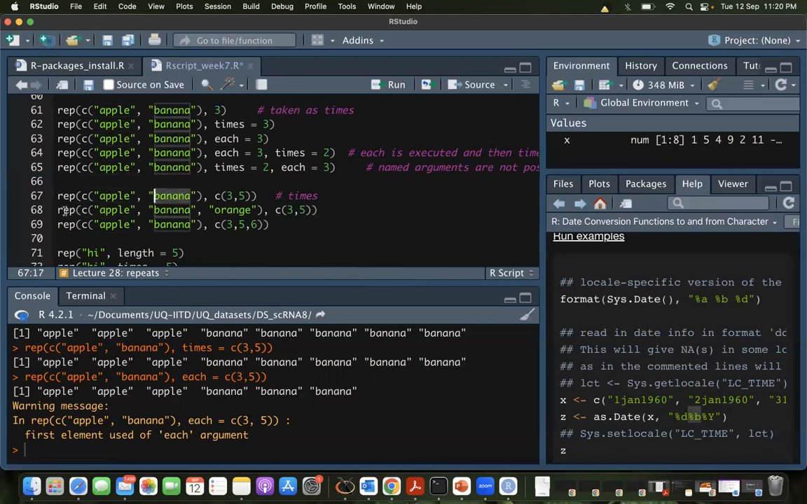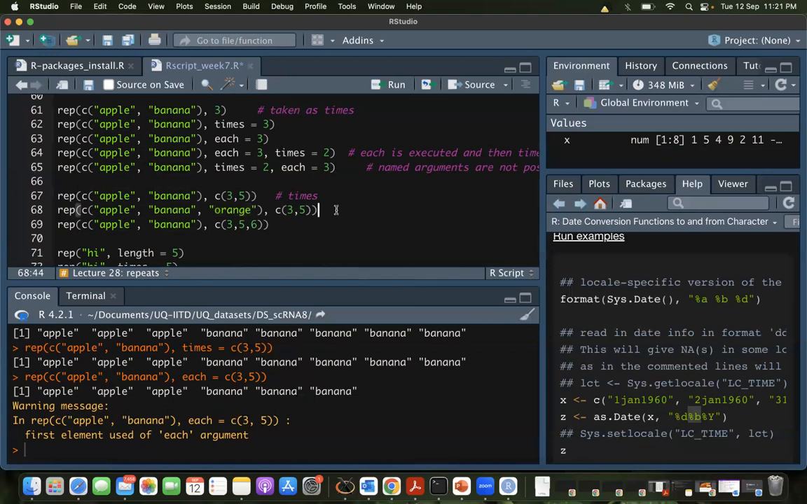Now, can you think what would this do? Here, the length of the things to be repeated is 2, and the length of how many times they have to be repeated is also 2. Here, the length is 3, and here the length is 2. So, apple is going to be repeated 3 times, banana is going to be repeated 5 times. What's going to happen to orange? Is it going to give an error, warning, incorrect output? What do you think?